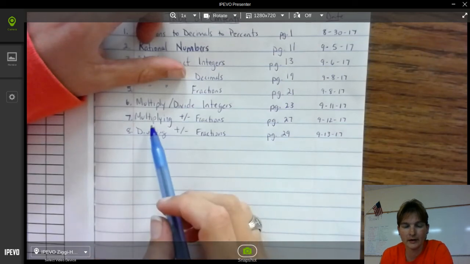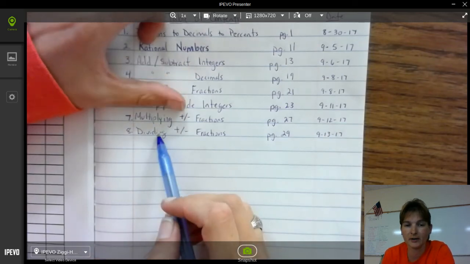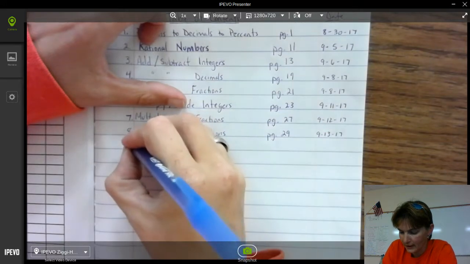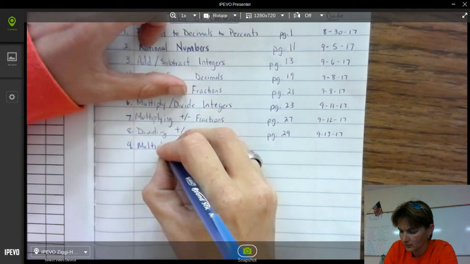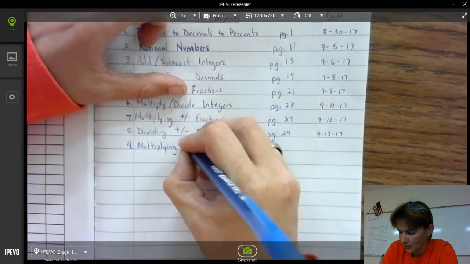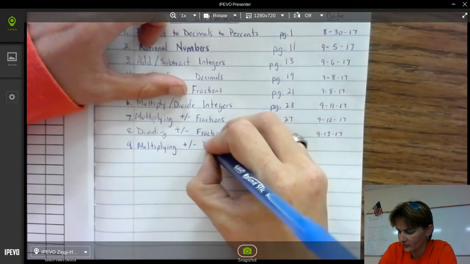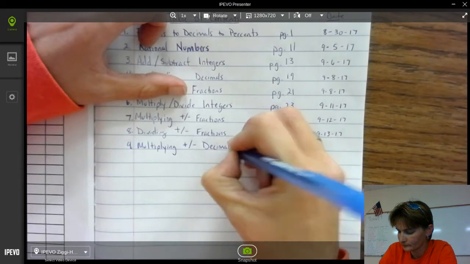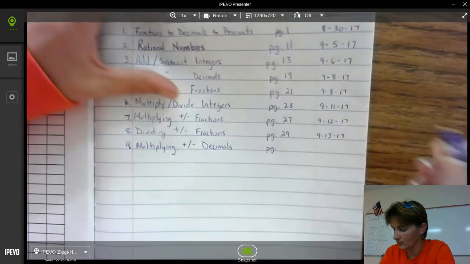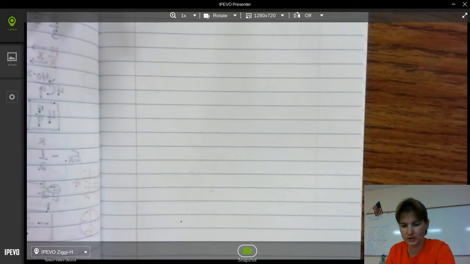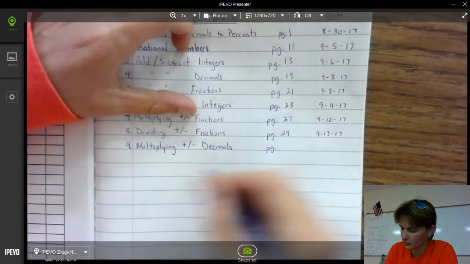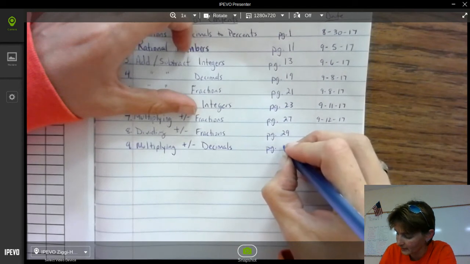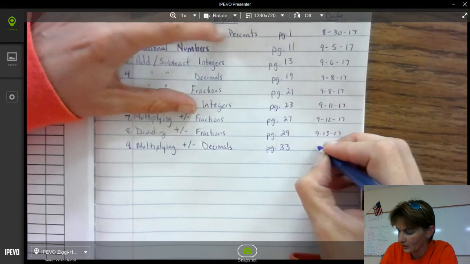Okay, so the last 2 days we've been talking about multiplying and dividing fractions. We're going to move on today and talk about multiplying positive and negative decimals. And we will start this on page 33 of your journal. So multiplying decimals when they're positive and negative on page 33.